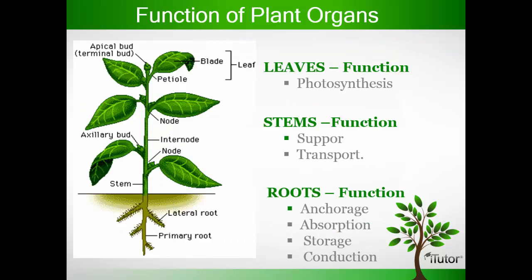The main function of leaves is the process of photosynthesis. Photosynthesis, as we have learned, is the process by which plants convert sunlight and carbon dioxide to glucose, otherwise known as sugar, and oxygen. The function of stems is to support the plant itself, the fruits and the leaves, and to transport nutrients such as water and sugar.